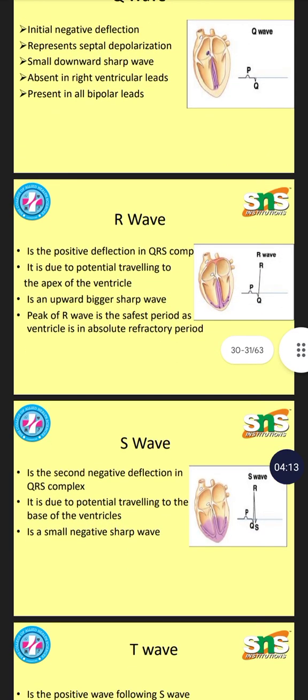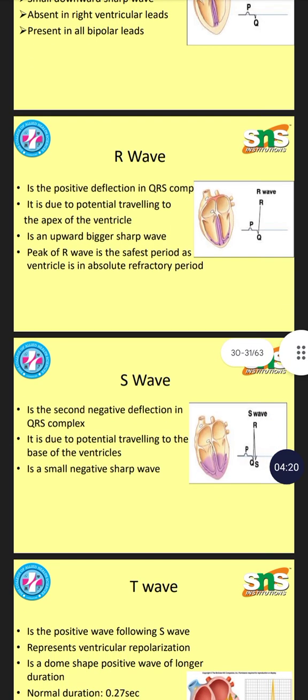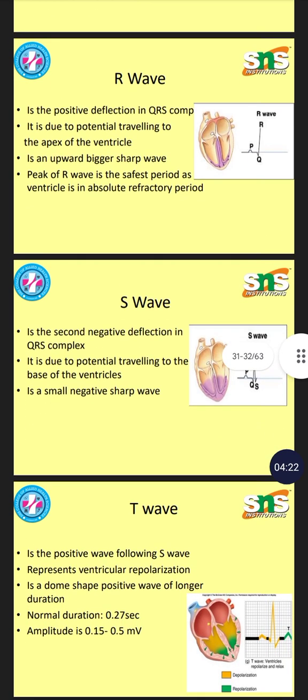Present in bipolar leads. R wave is a positive deflection in QRS complex. It's due to potential traveling to the apex of the ventricles. It's an upper, bigger sharp wave. Peak of R wave is the safest period as the ventricles are in absolute refractory period.